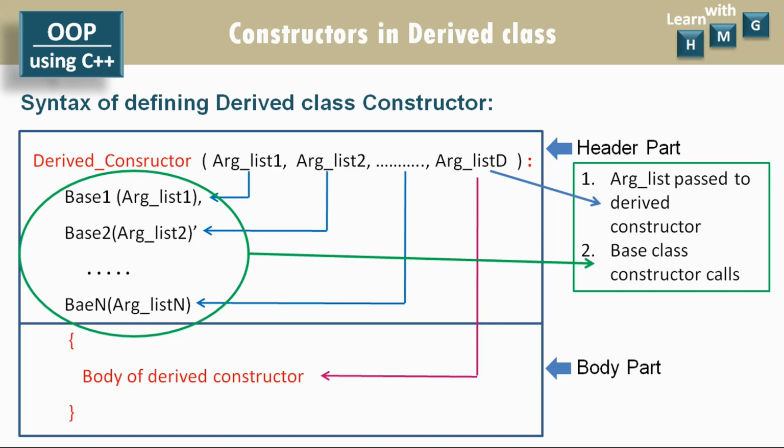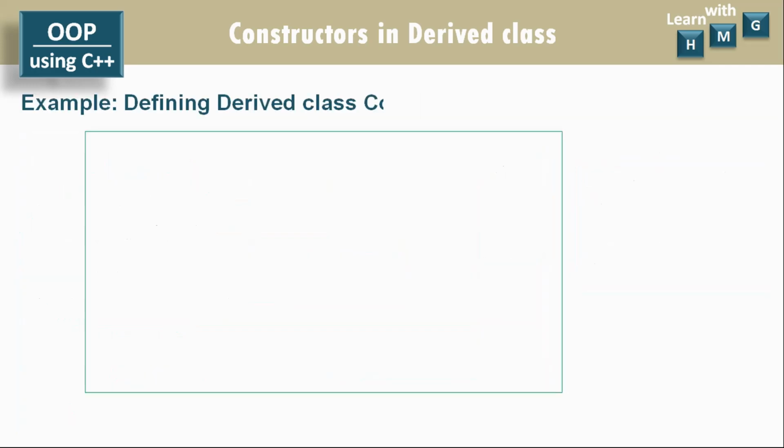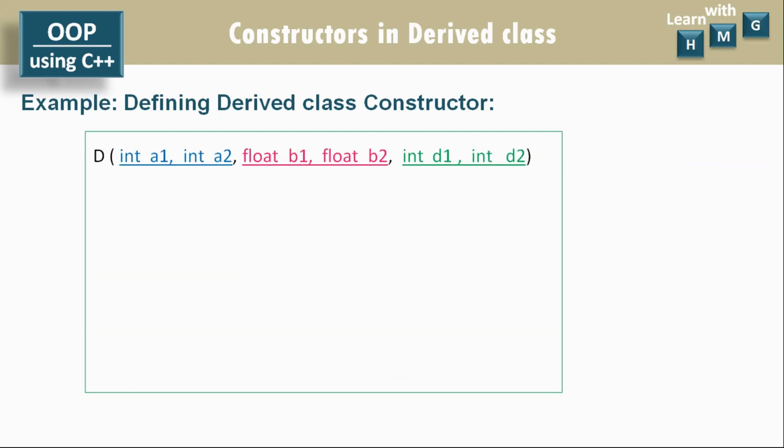Let us understand with the help of an example. Defining a derived class constructor. D is the derived class and its constructor name is the same, that is D. Now you can see I have mentioned 3 argument lists. First argument list is in blue color, which is int A1, int A2 of the first base class. Then float B1, float B2, this is pink color, that is the argument list of the second base class. And at the last, green color, int D1, int D2, this is the argument list of the derived class. So the sequence is fixed, that is base class 1, base class 2, base class 3 and so on, and it should end with the derived class argument list always.